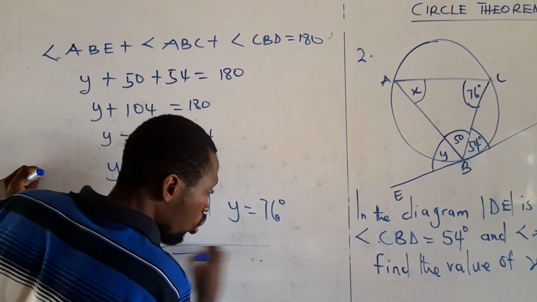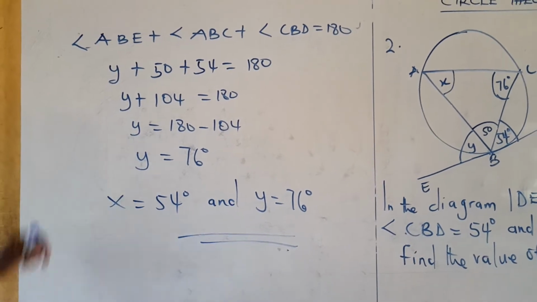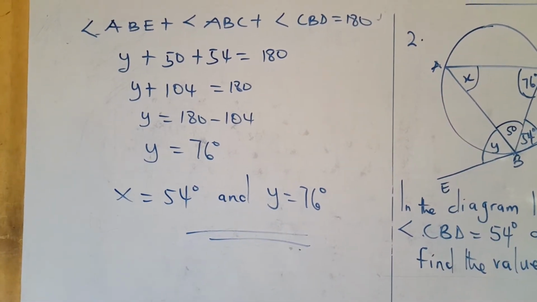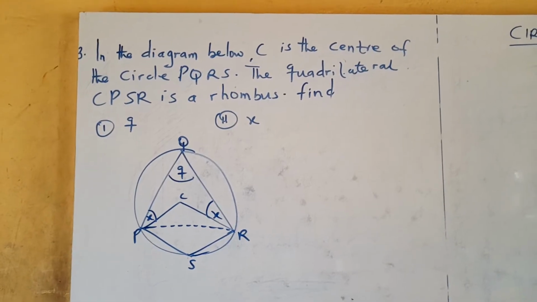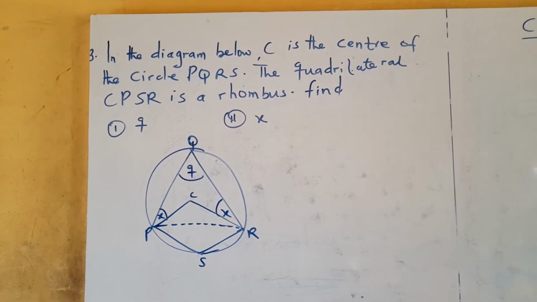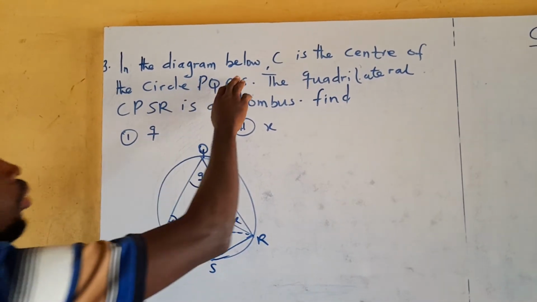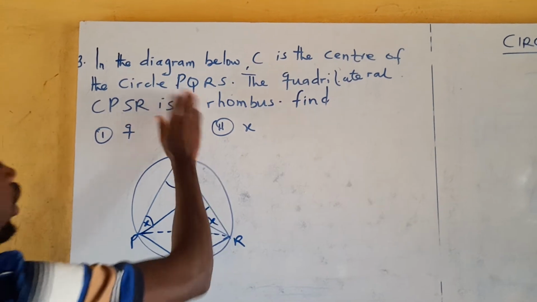I hope you get the concept. I hope you understand that. So let's look at our third question. A very interesting one. It says, in the diagram below, C is the center of the circle PQRS.